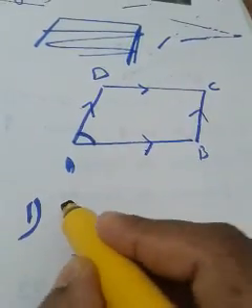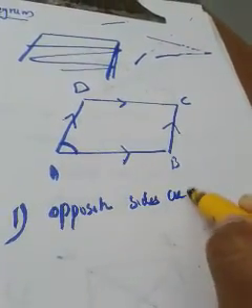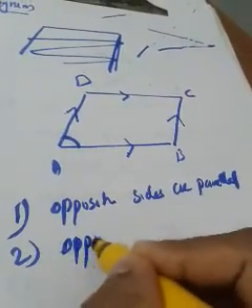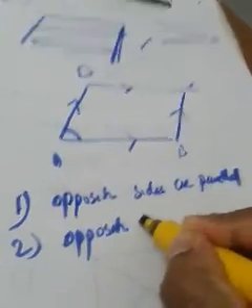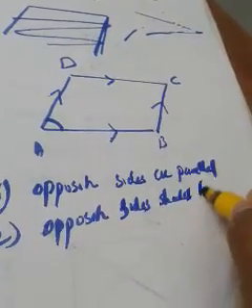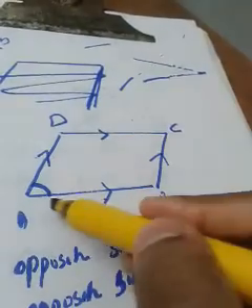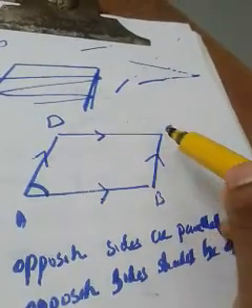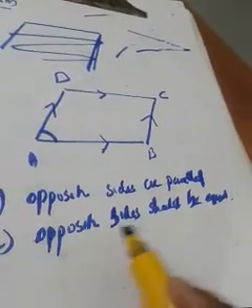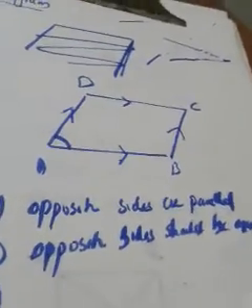So the first property we can write: opposite sides are parallel. And the second condition is that opposite sides should be equal, just like a rectangle. It means this side should be equal to this side. That means if it is 5 centimeter, this also should be 5 centimeter. And this side also should be equal to this side. If it is 3 centimeter, this also should be 3 centimeter. That is what opposite sides are equal means. Are you following me? Yes. So opposite sides should be equal.